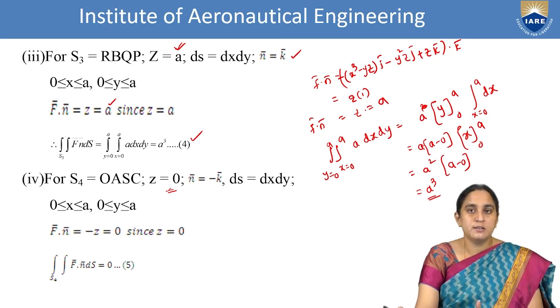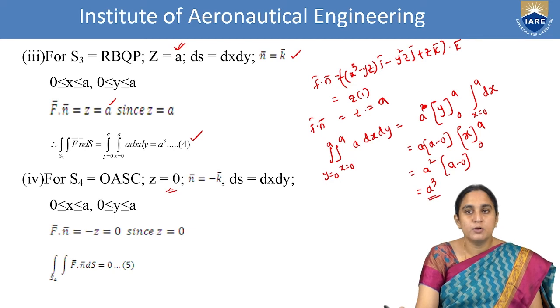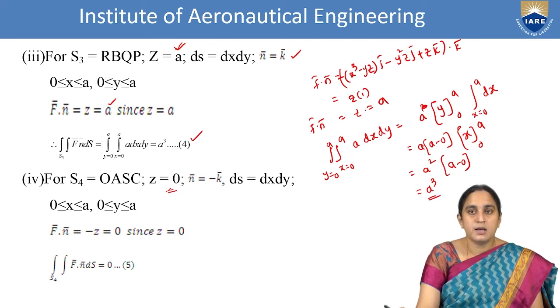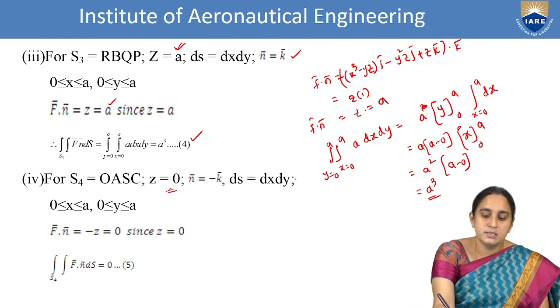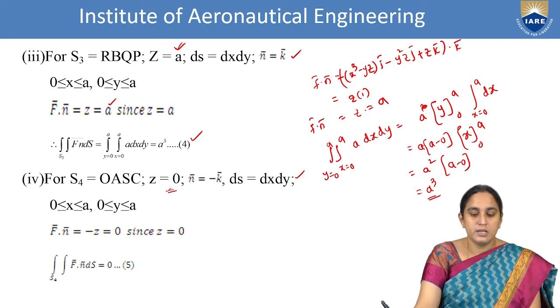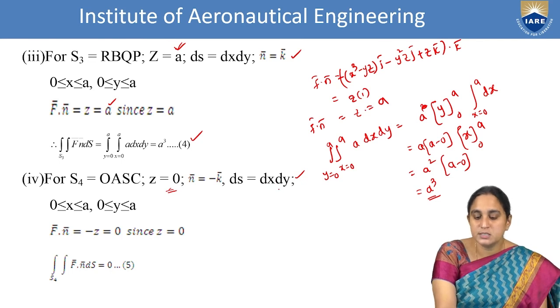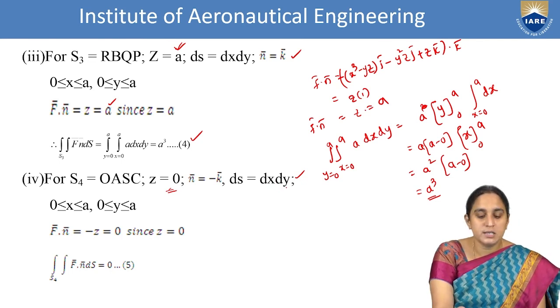That's why I'll take the z limit point here 0 and the unit normal vector. What is the unit normal vector? N bar is equal to minus k bar. Then what about ds here? ds is equal to dx dy. Therefore, x limit points here, ds is dx dy means, then we can take x limit points 0 to a and y limit points 0 to a.